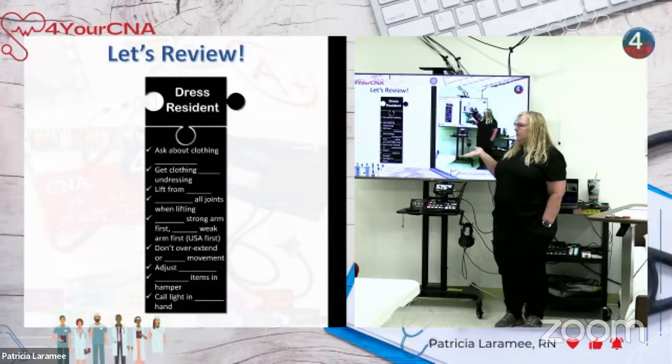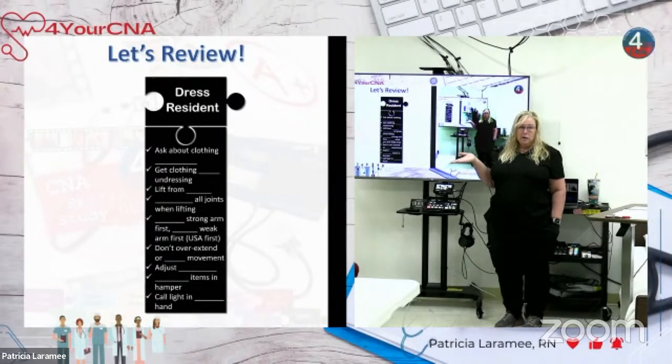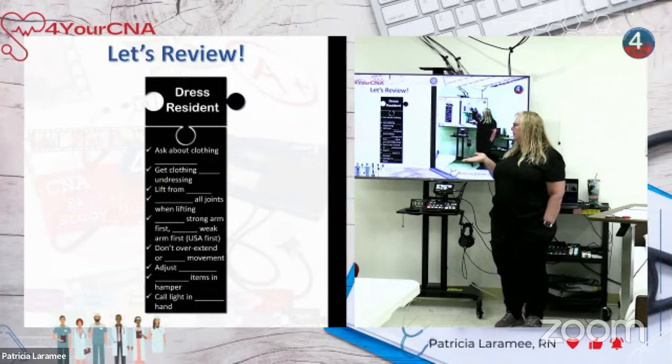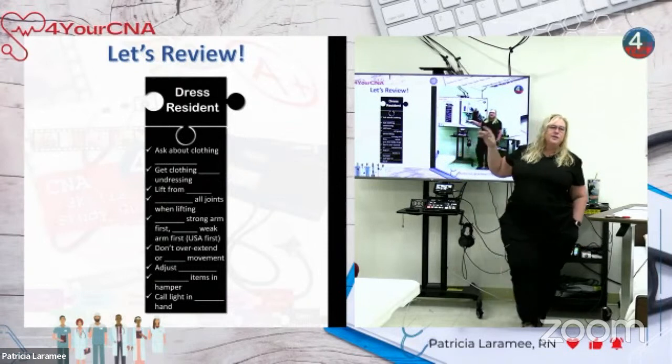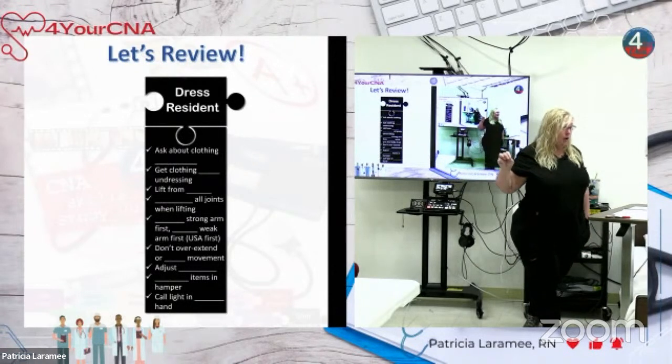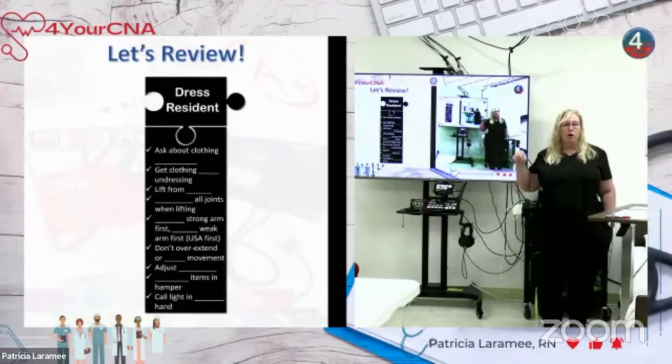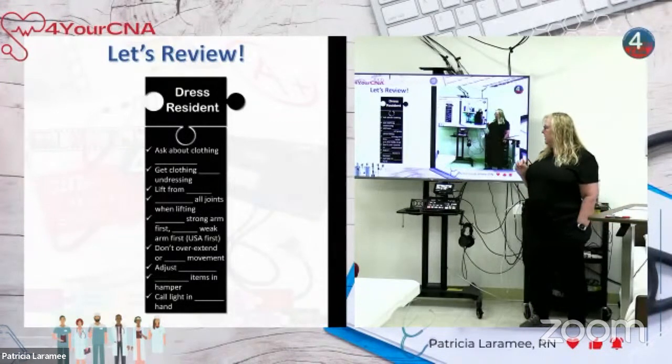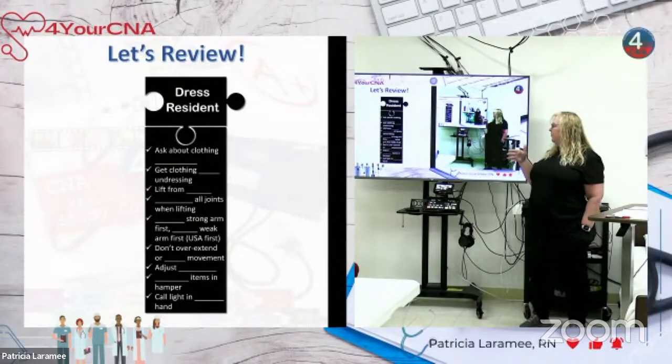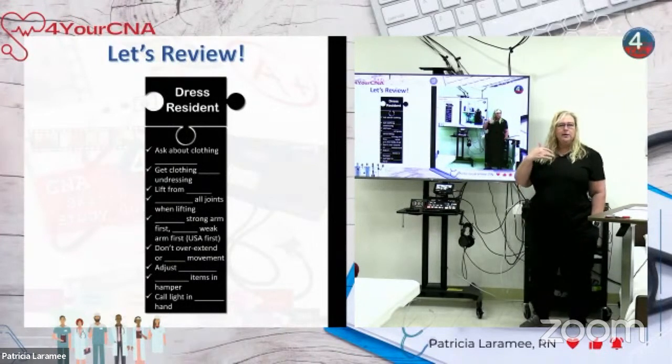Anything that we lift, we always lift from below, support at the joints. We're going to undress strong arm first and dress weak arm first. Remember that using USA first. Undress strong arm first, dress weak arm first. We don't want to overextend or force movements. We're going to adjust the clothing for neatness, make sure all the buttons are buttoned right or snaps are snapped right. It's not all cattywampus, right?